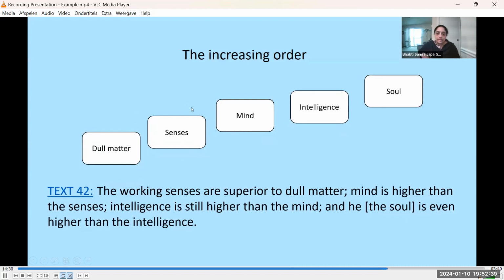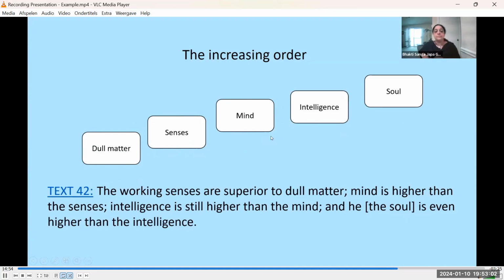So what are we going to do? We are going to start attacking the senses. Meaning we are going to regulate the senses so that the rest higher up in the hierarchy can actually come into control, because the senses are closest to the dull matter, right? So if we control the senses, if we regulate the senses, slowly the rest will be under control.